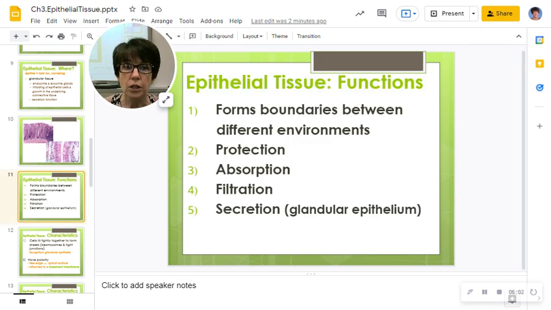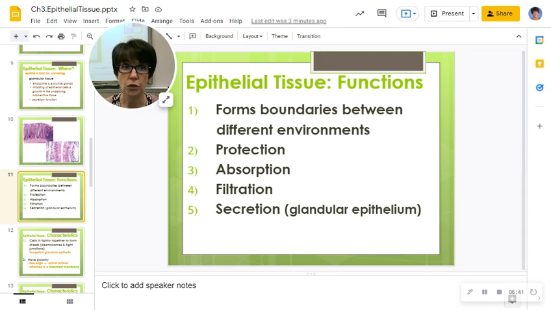So what are some functions? The epithelial tissue is forming boundaries between different environments. Clearly your skin would be a boundary between the external and the internal environment of your body in general. That would be for protection purposes as well. In your linings, the epithelial tissue is what's in contact with the external environment. So that lining is forming a boundary between the tract, which is connected to the external environment, and the cells and tissues underneath there.